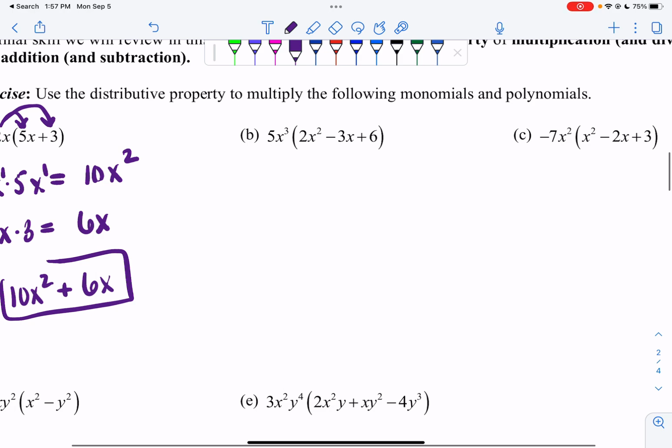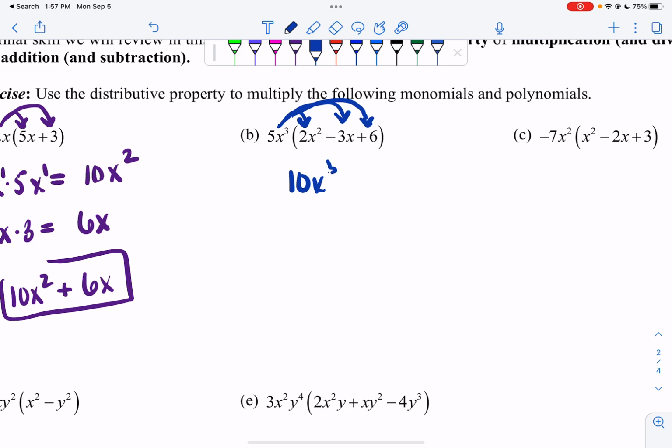In the next one, we have 5x to the third times 2x squared minus 3x plus 6. I do my distribution. You don't have to show your work like we did before, but if you want to, you can. 5 times 2 is 10. X to the third times x squared, I get an x to the 5th. Now I have 5x to the third times negative 3x, so that becomes a negative 15x, and 3 plus 1 is 4, so I have x to the 4th. Now 5x to the third times a positive 6, well, 5 times 6 is 30, so it just becomes a 30x to the third. And that's your final answer.